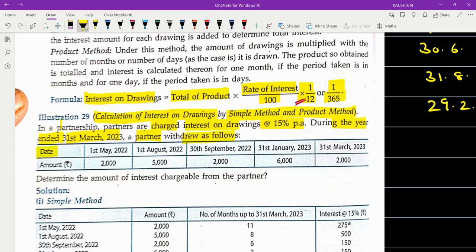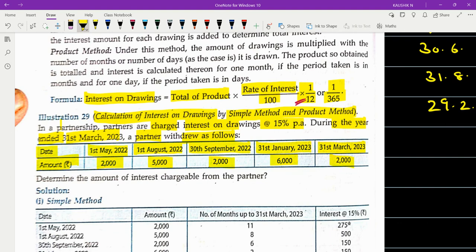Now you can see the dates are given to you, and the amount of withdrawal is given to you. 1st May, 1st of August, 30th of September, 31st January, 31st of March. So the values are going to be notified below. On 1st of May, you have withdrawn 2000 rupees. On 1st August, the amount withdrawn is 5000. That means it is not a fixed amount. Again, on 30th, you are withdrawing 2000 rupees. On 31st Jan, 6000. So amounts are not equal or the same, or fixed. It is different. And 31st of March, 2000.